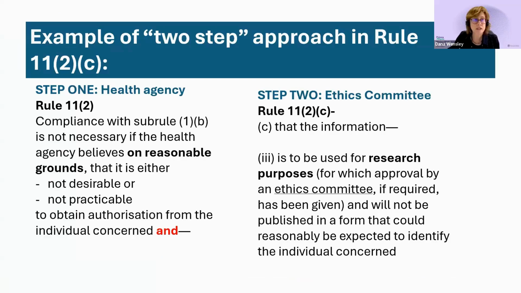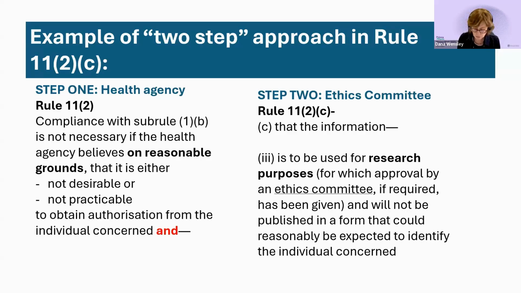So I want to dive a little bit deeper into Rule 11. It develops, in my mind, a type of partnership model with the health agency and the ethics committee. There's 2 steps in this rule. The first is that the health agency must make a first determination on whether non-compliance is justified on reasonable grounds because it is not desirable or not practicable. And the second is the ethics committee looks at the application and approves the application on its ethical merits.